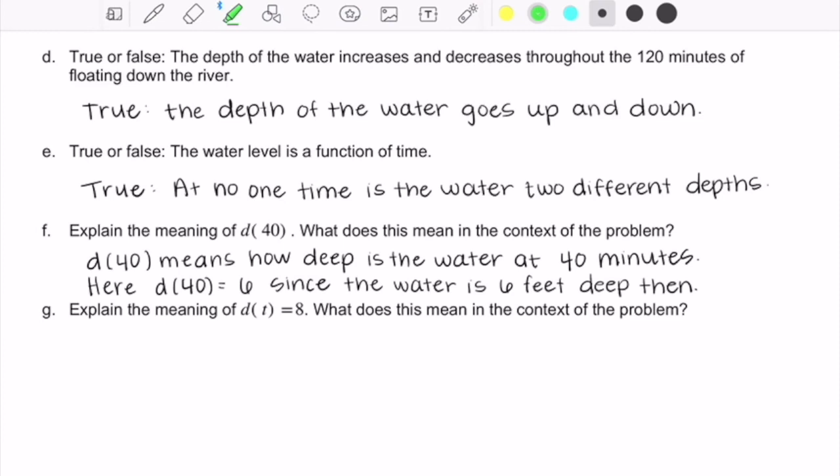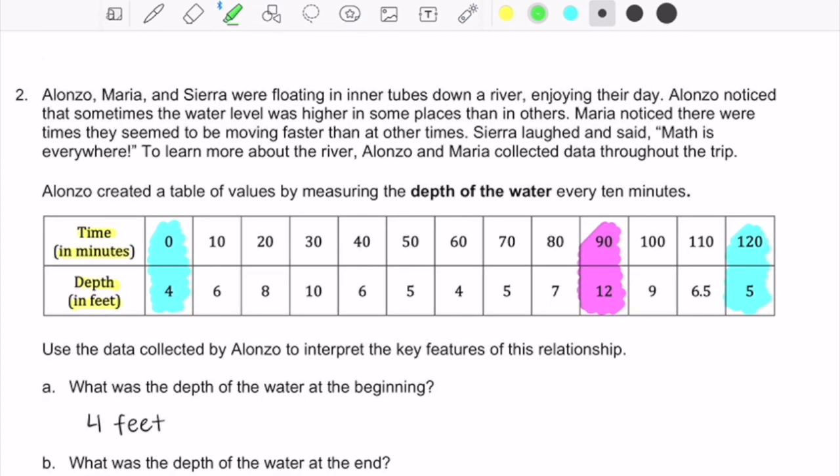The next question asks us to explain the meaning of D of 40 and what does this mean in the context of the problem. D of 40 means how deep is the water at 40 minutes. And so if we go back up to the table at 40 minutes right here, the water is 6 feet deep. So d of 40 would equal 6.